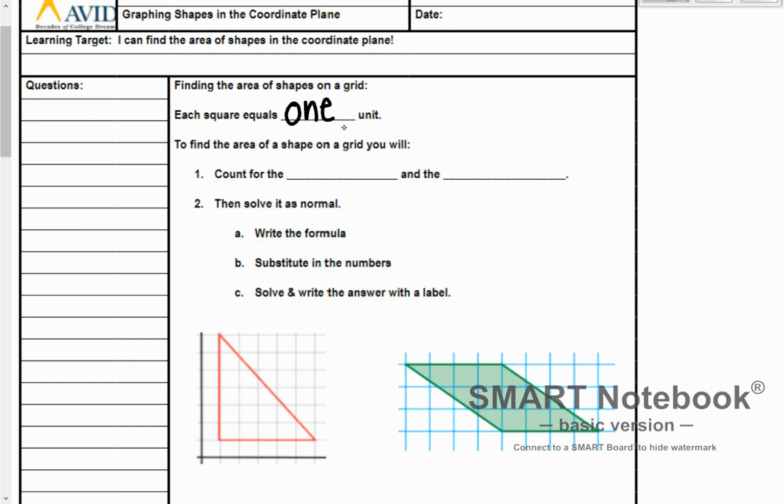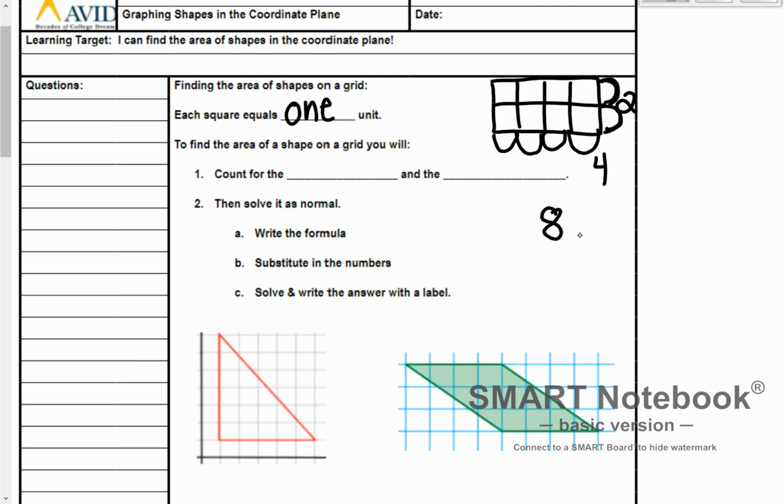So what that means is, if we've got a grid, each of these would be 1, 2, 3, 4. So if we were doing this rectangle, the base would be 4 and the height would be 2. Each square is worth 1 unit. We'd find that area by multiplying 4 times 2, and our answer would be 8 units, and we can abbreviate that to UN squared. Okay, so that's basically what we're doing today.